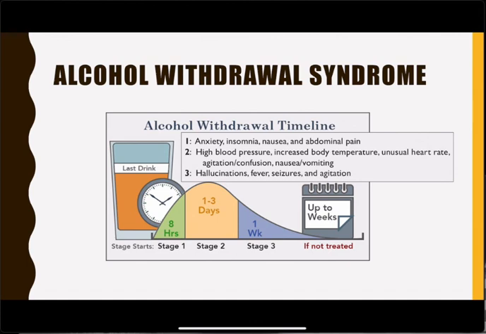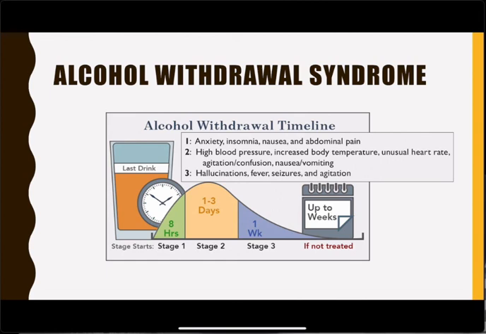Alcohol withdrawal syndrome is an important thing to be aware of, especially for acute care therapists, because when alcoholics get admitted to the hospital, they lose the exposure to alcohol, and that can induce alcohol withdrawal syndrome. So the timeline of this is really important because this is when you're going to be seeing them in the hospital. About 8 hours after their last drink, they likely start to have symptoms. They may experience anxiety, insomnia, nausea, and some abdominal pain.